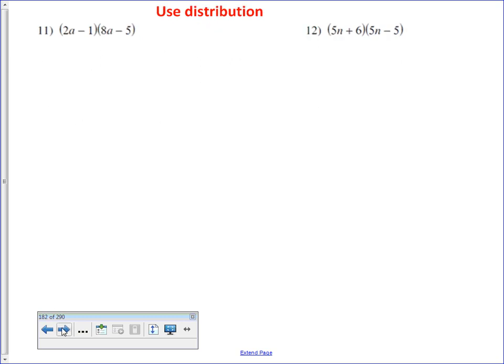Another method that I can do to multiply a binomial with a binomial is called double distribution. I am going to distribute the 2a to the 8a and the negative 5, and then I distribute the negative 1 to the 8a and the negative 5. So this is called double distribution because it's a binomial. And the acronym that you are going to hear is called FOIL. F-O-I-L.